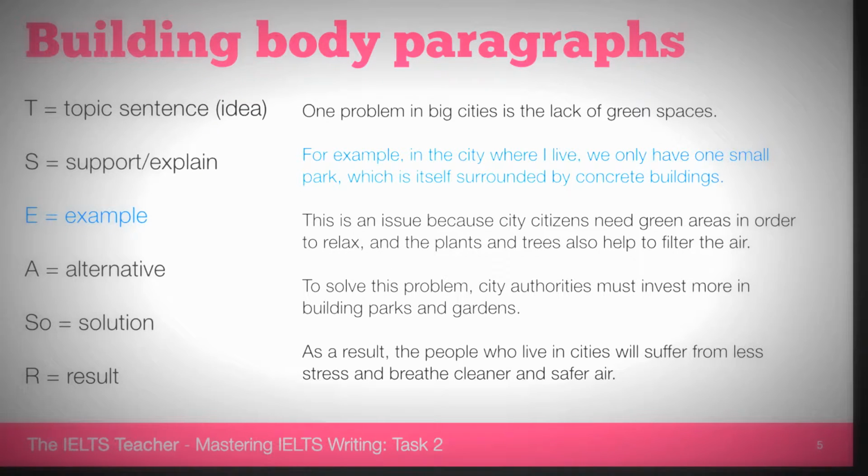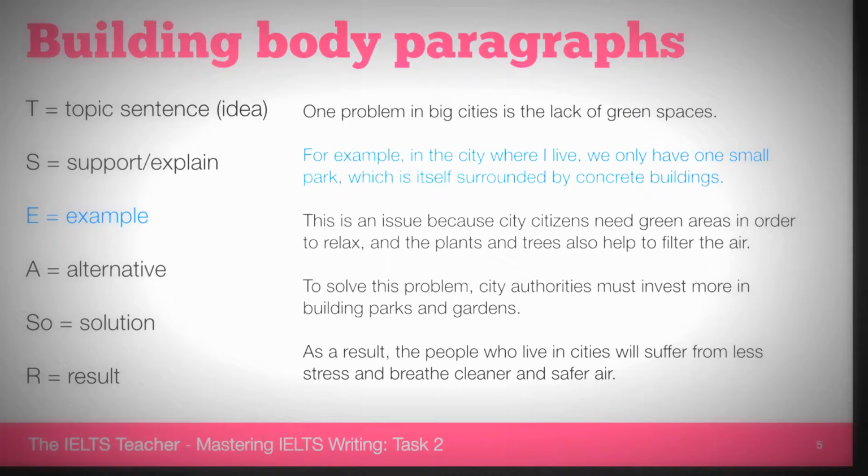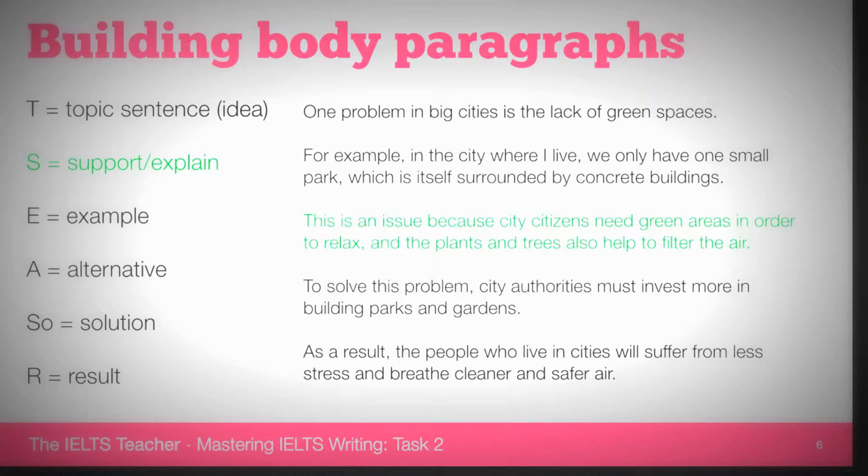For example, in the city where I live, we only have one small park, which is itself surrounded by concrete buildings. We follow this with a supporting sentence. Why is this a problem? Well, this is an issue because city citizens need green areas in order to relax, and the plants and trees also help to filter the air.